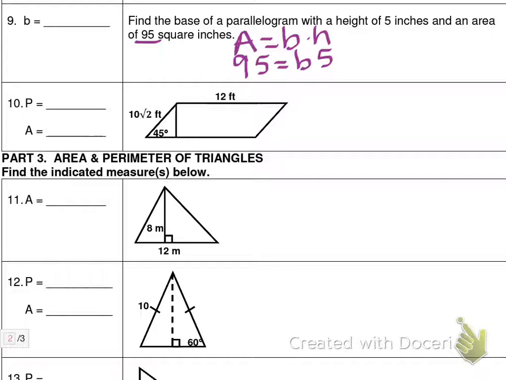Okay, number 10, we're going to do together. Perimeter is the easy one. So that's 12, that's 12. That one's 10 square root of 2, and this other one is 10 square root of 2. So same thing we did in the previous problem, we're going to add up just our numbers. 12 plus 12 is 24. And then our 10 square root of 2 plus 10 square root of 2 is going to be 20 square root of 2.